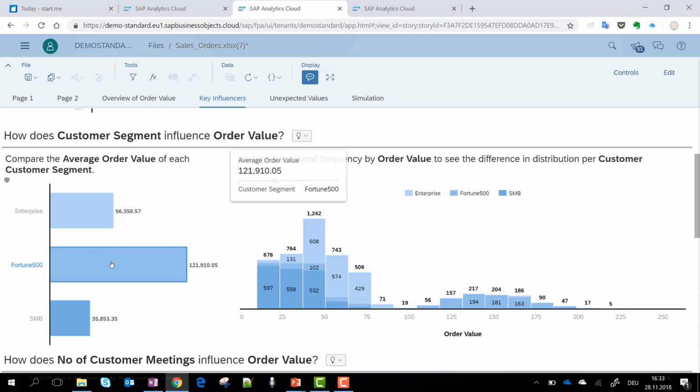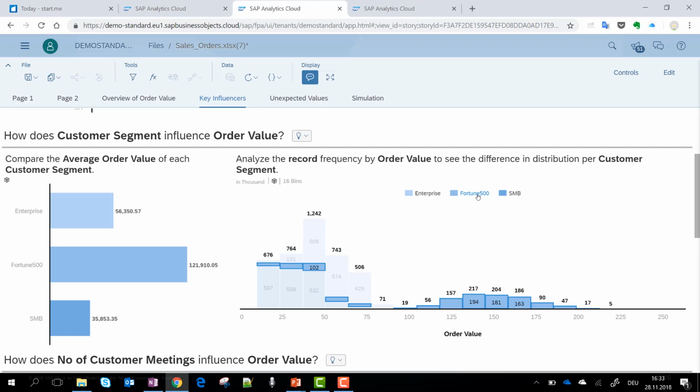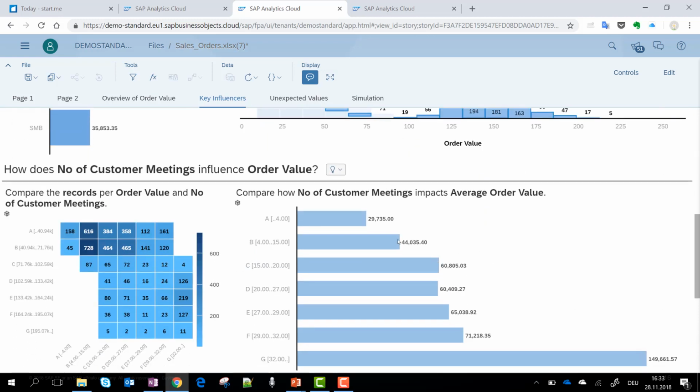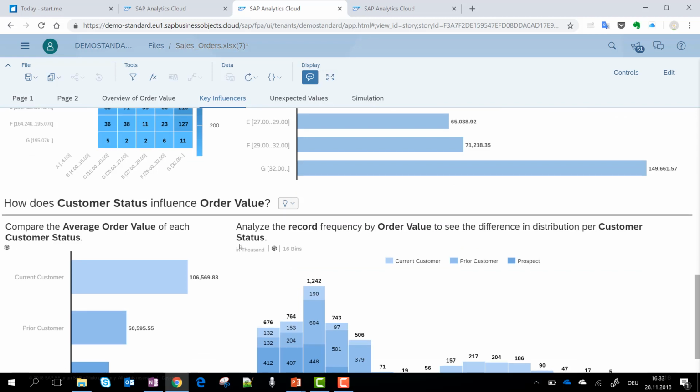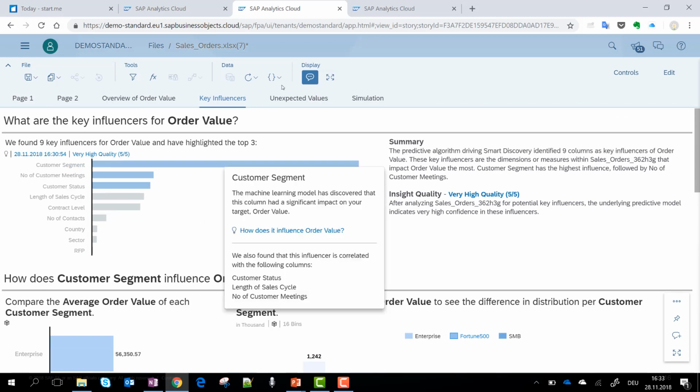So here, Fortune 500 as a customer segment is one of my key drivers. So let's look at how they distribute. Those are the ones making the large deals. Not fully unexpected, but good to know. And the same is true in a number of customer meetings, so a heat map towards how this relates to my order value buckets, and the same is true for customer status.